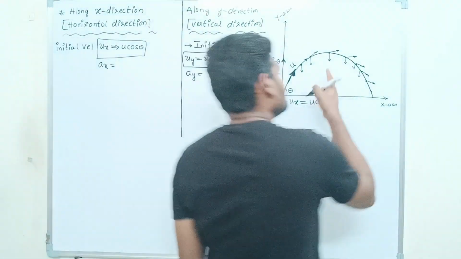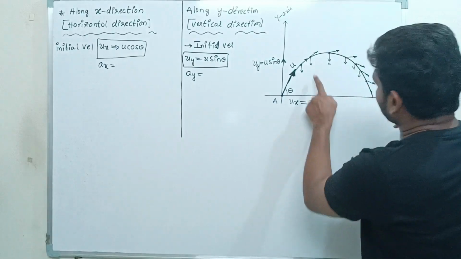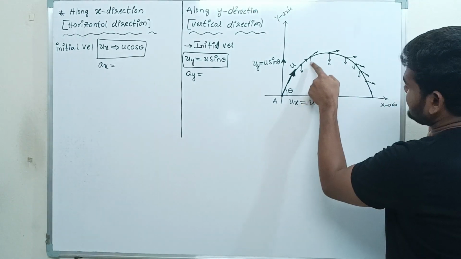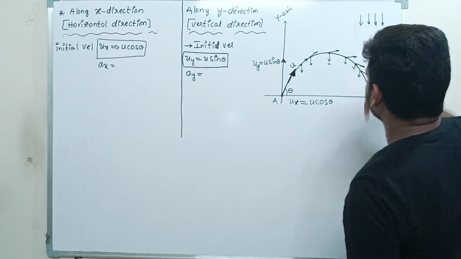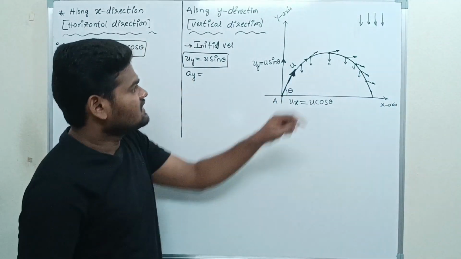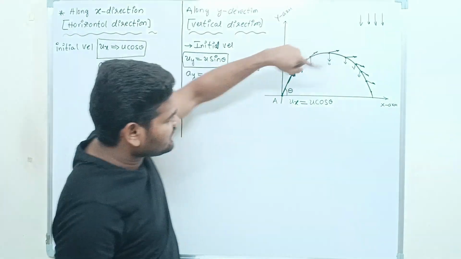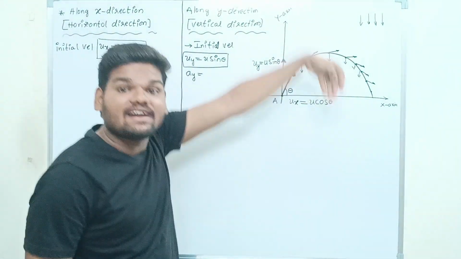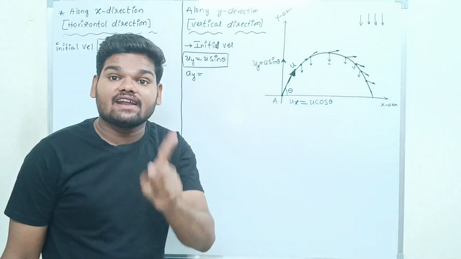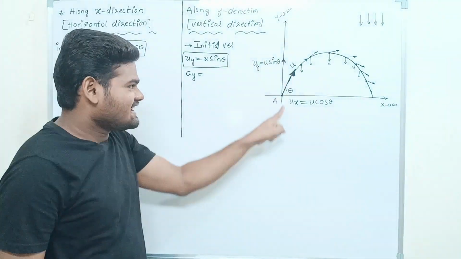Have a look. This is what? Acceleration due to gravity. All these arrows are acceleration due to gravity acting on the object in a downward direction. So have a look. Acceleration due to gravity at each and every point is acting in a downward direction. That means along y direction.